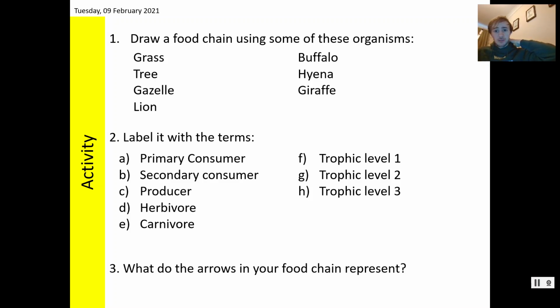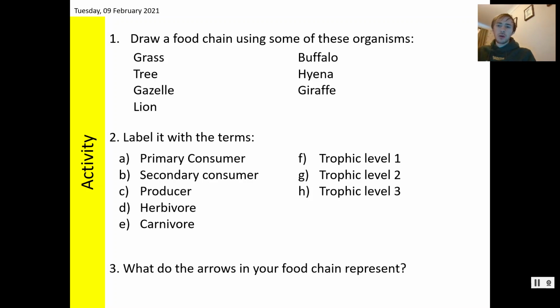Right, so hopefully everybody put either a grass or the tree first, followed by a herbivore, either the gazelle, the buffalo, or the giraffe, followed by a carnivore, either the hyena or the lion. And if you like, you could probably put the lion after the hyena, because on certain occasions the lion will eat hyena.